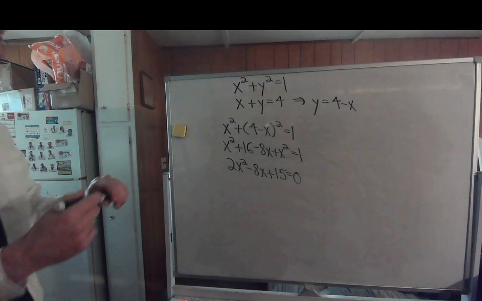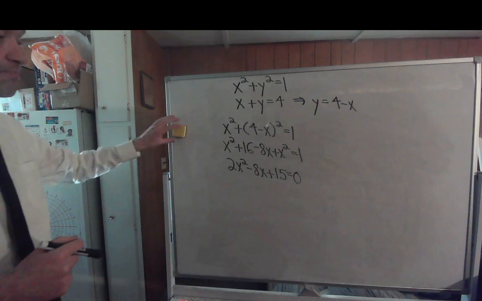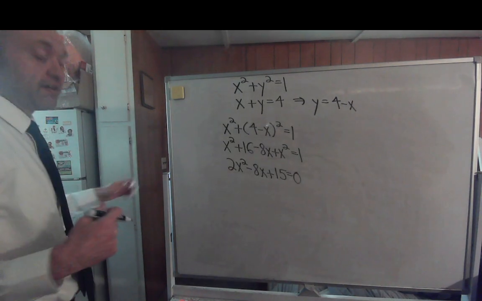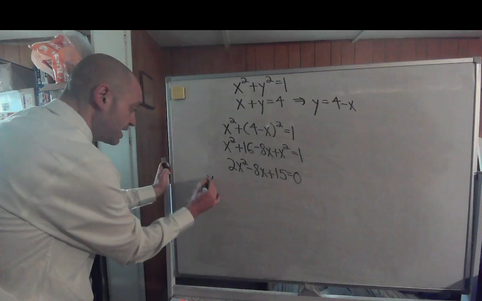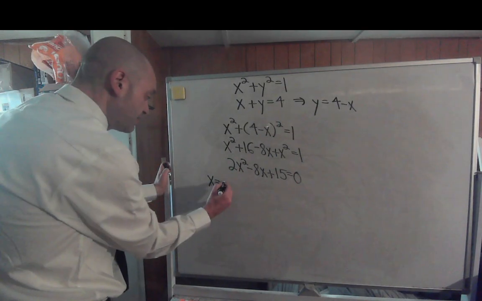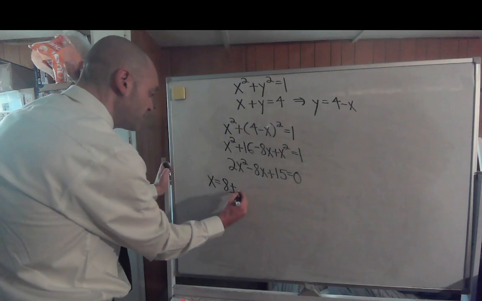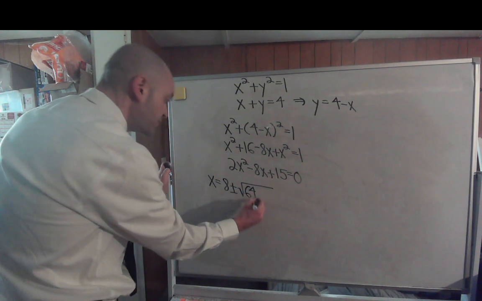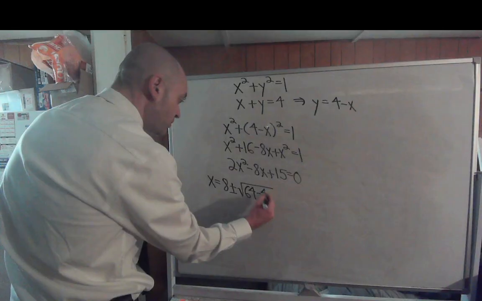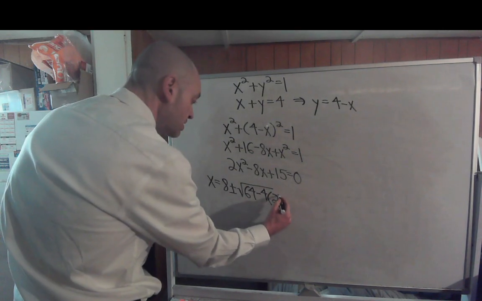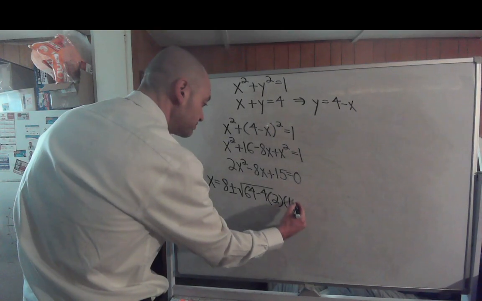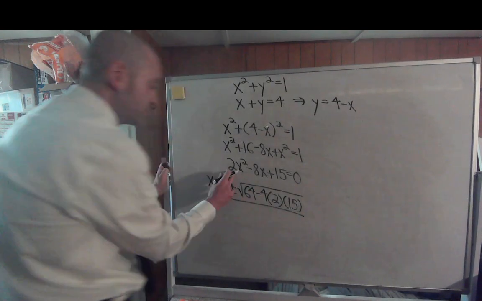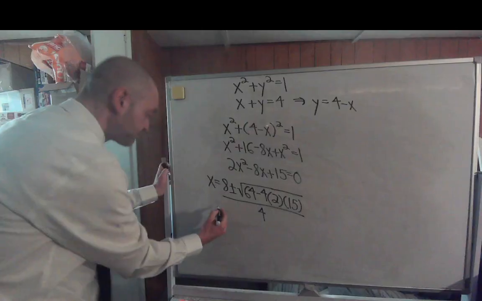And sadly, these don't really factor. So what we're going to have to do is use the quadratic formula. So x would equal negative 8, that's positive 8, plus or minus the square root of negative 8 squared, that's positive 64, minus 4 times 2 times 15, all over 2 times 2, which would be 4.